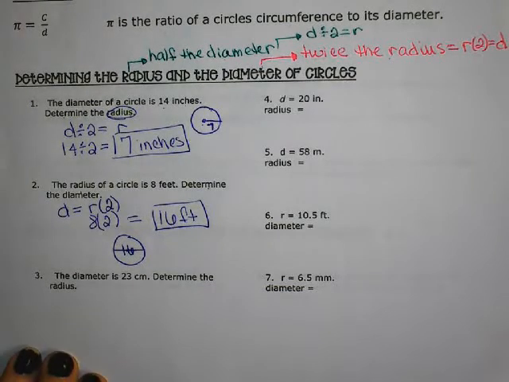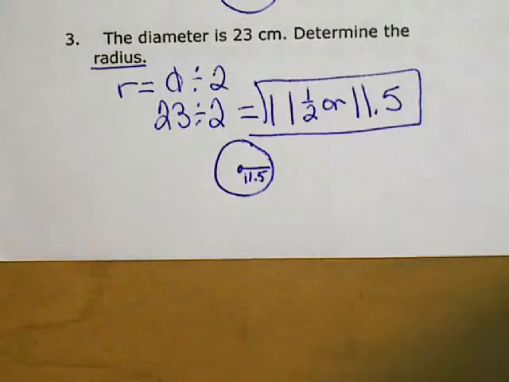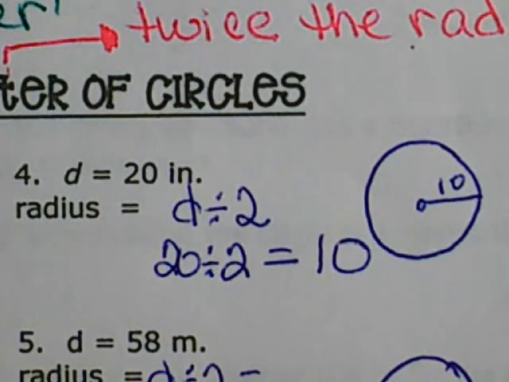Let's see if you can do number 3 through 7 on your own. Did you get the radius was 11.5 on number 3? Good job. Raise your hand if you have any questions about number 3. How about number 4? Did you get the radius was 10 on number 4? That's awesome. Raise your hand if you have any questions.